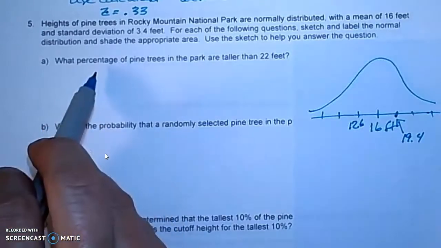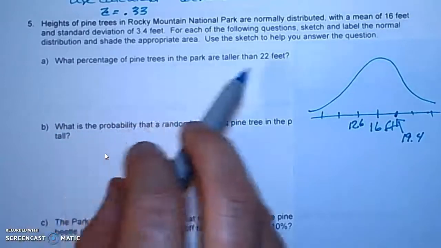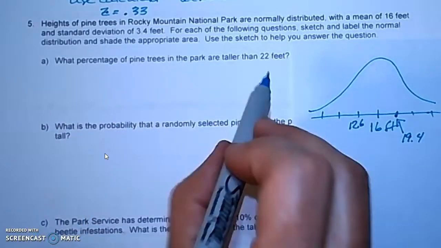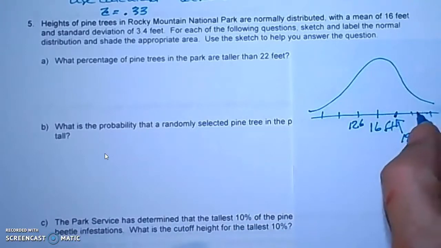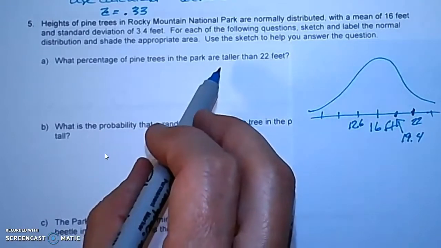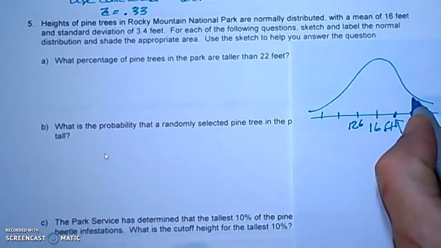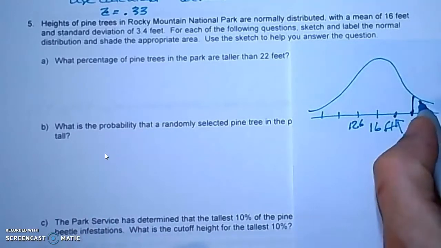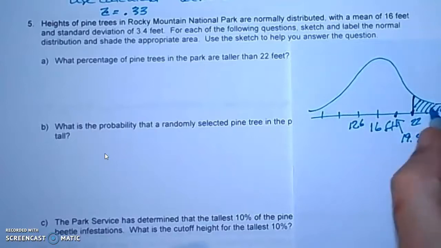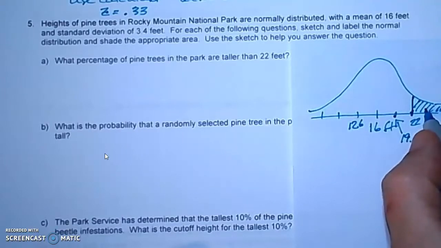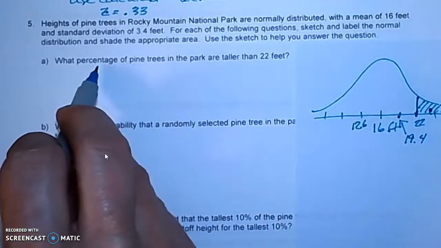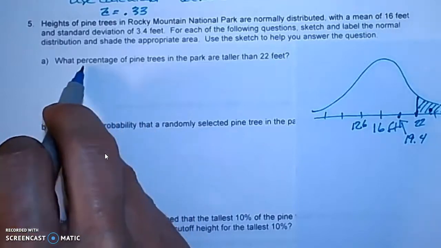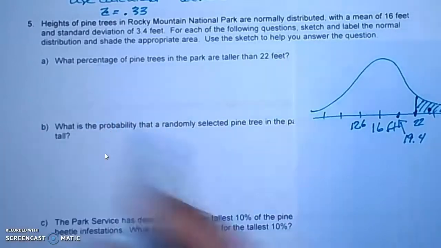Now the first problem that we're doing asks what percentage of pine trees in the park are taller than 22 feet. This is giving us the height of a tree. If we want to put that on our graph over here, that would be somewhere in there. And we want to know what percentage are taller than that. Taller means the height is bigger. So that means that we're trying to find the probability or the area in this right tail. And when they ask for a percentage, what we're going to do is find the area or the probability and then multiply that by 100 to get the percentage.